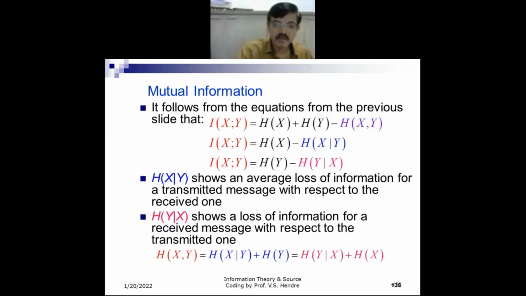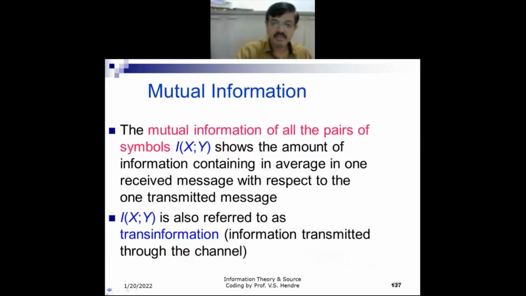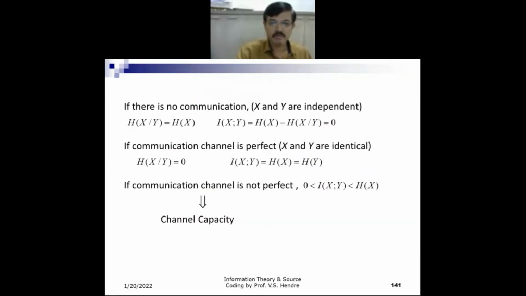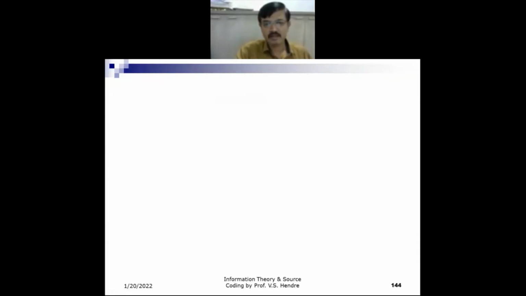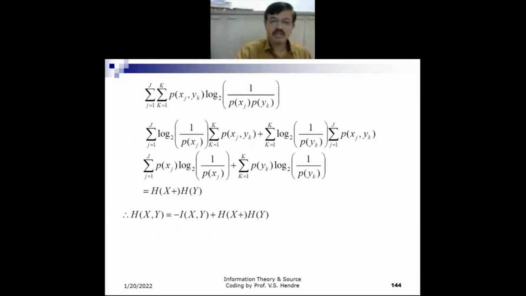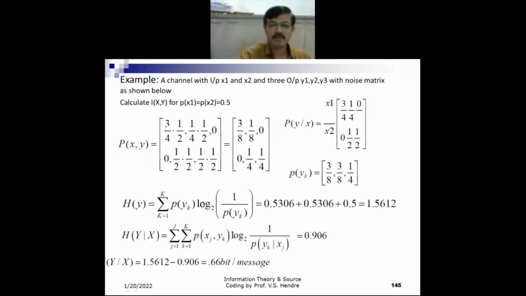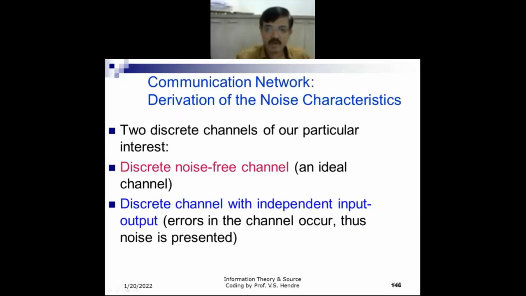Now, after defining all these entropies and mutual information, it's time in this session to apply the concept of mutual information to real life applications. What are the real life applications? We have to look into the different types of real life channels for a communication network, and we'll try to establish for these different types of channels how we can calculate the mutual information or the various types of entropies.